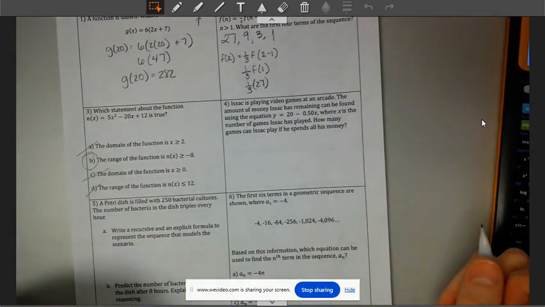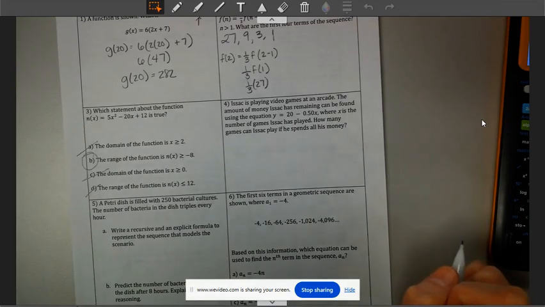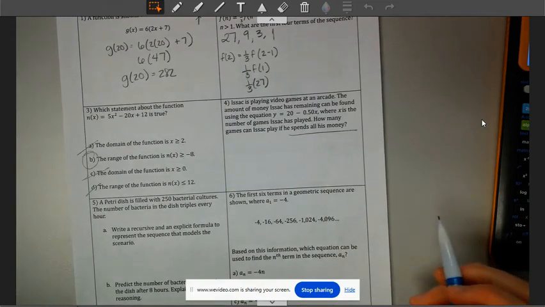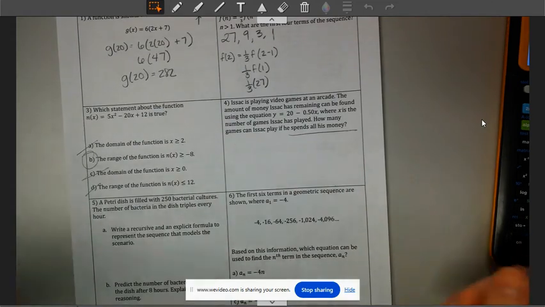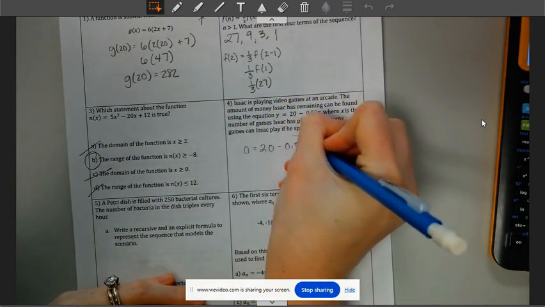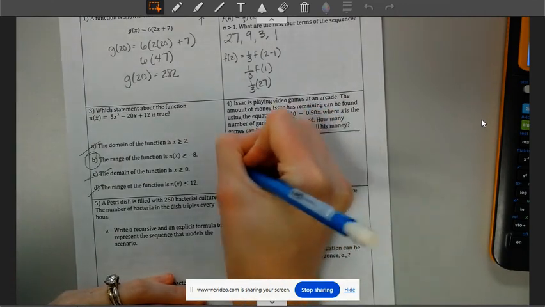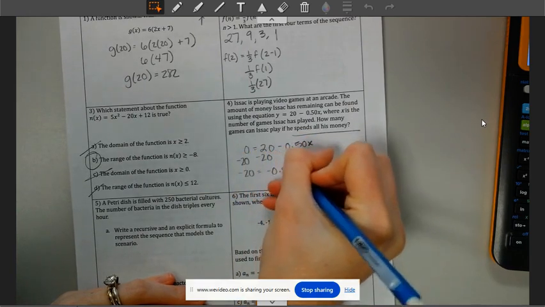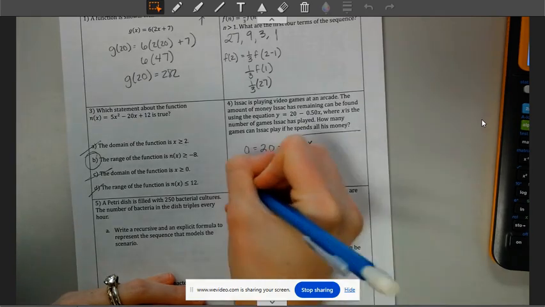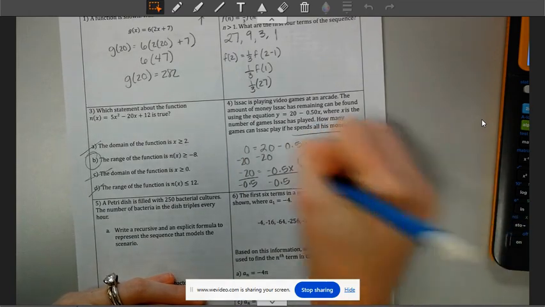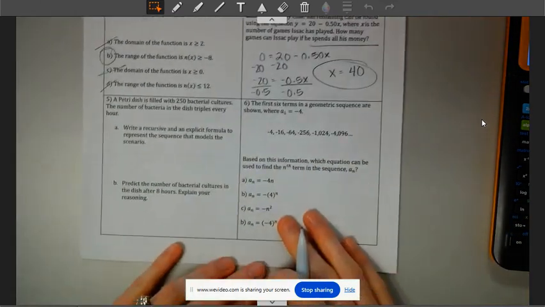Isaac is playing video games at an arcade. The amount of money Isaac has remaining can be found in the equation y equals 20 minus 0.5x, where x is the number of games Isaac has played. How many games until he spends all his money? If he spends all his money, he has $0. So what I'm going to do is put 0 in place of y and just solve it like an equation. To do that, I'm going to subtract 20 from both sides. So I get negative 20 is equal to negative 0.5x. So divide both sides by negative 0.5. And when you put that in the calculator or solve that, you would get x is equal to 40. So Isaac can play 40 games before he's out of money.